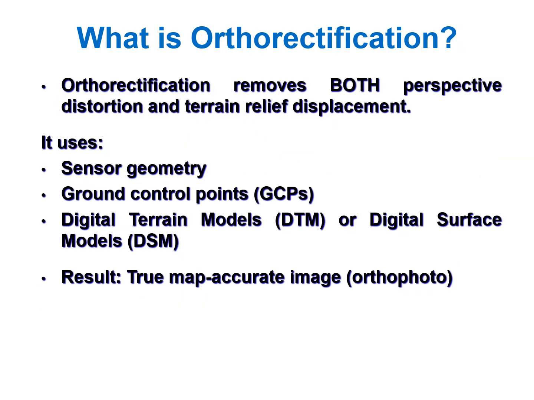What is orthorectification? Orthorectification removes both perspective distortion and terrain relief displacement. It uses sensor geometry, ground control points, GCPs, digital terrain model, DTM, or digital surface models, DSM. Results: true map accurate image and orthophoto.